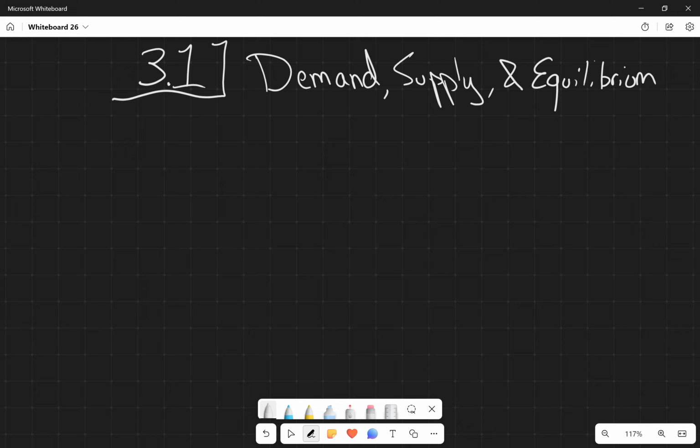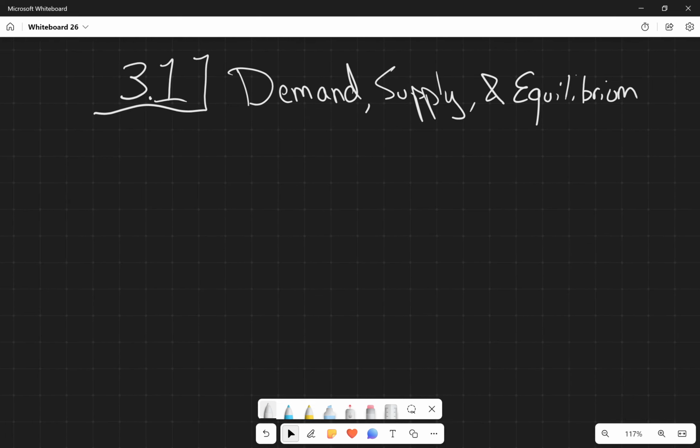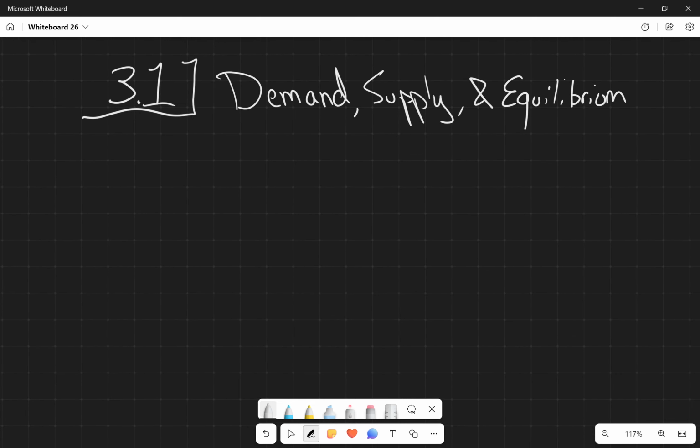Right, so our first section of chapter 3 is our demand, supply, and equilibrium section, which, again, is the meat and potatoes of economics. We're going to be using this throughout the whole rest of the 7 weeks. So, again, the book usually defines things first. I like to graph them first. I feel like that makes more sense.